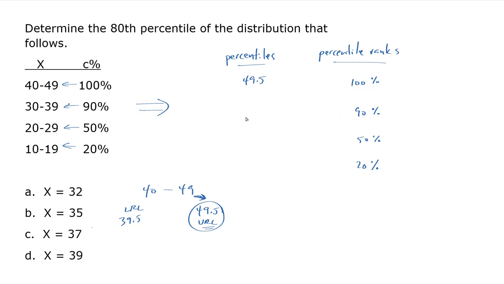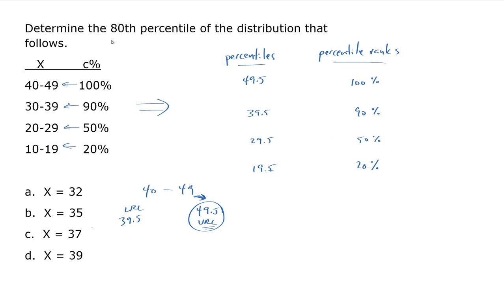So that's how you read this. So we keep going through these. I just need the upper real limit of each of these intervals. So the next one is going to be 39.5, and the next one is going to be 29.5, and so on. 19.5. All right. So now we can have a look at the question that they're asking us.